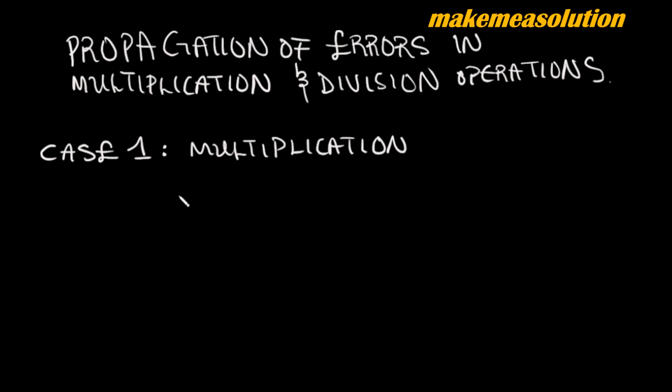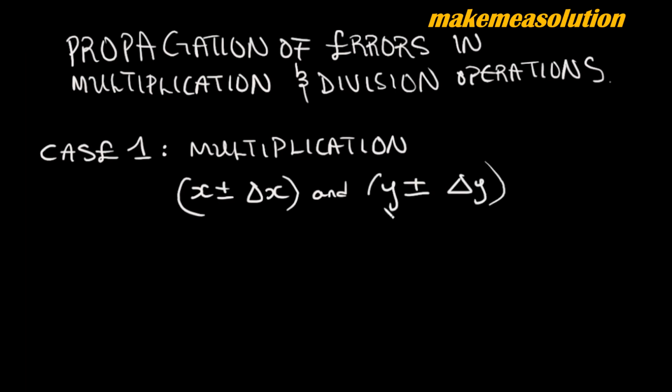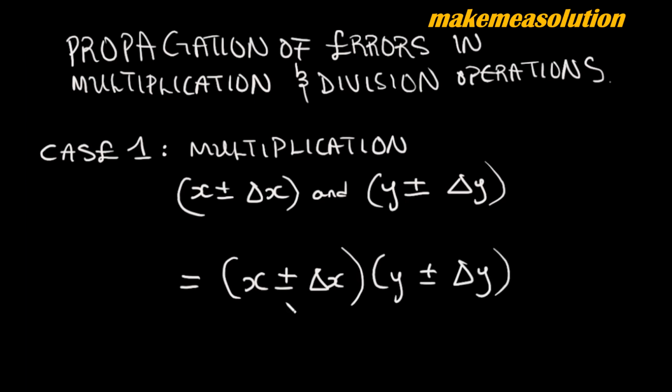So for multiplication, let's assume we have a quantity x plus or minus delta x. That's its approximate error, and we have y plus or minus delta y as its approximate error. Where delta x and delta y are absolute errors, and x and y are the measured values. So what is going to be the answer when I multiply x plus or minus delta x and y plus or minus delta y? I'll assume that the answer is z plus or minus delta z.